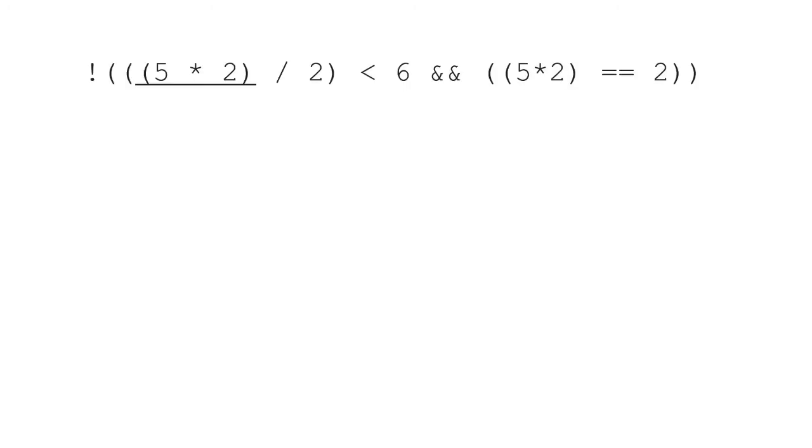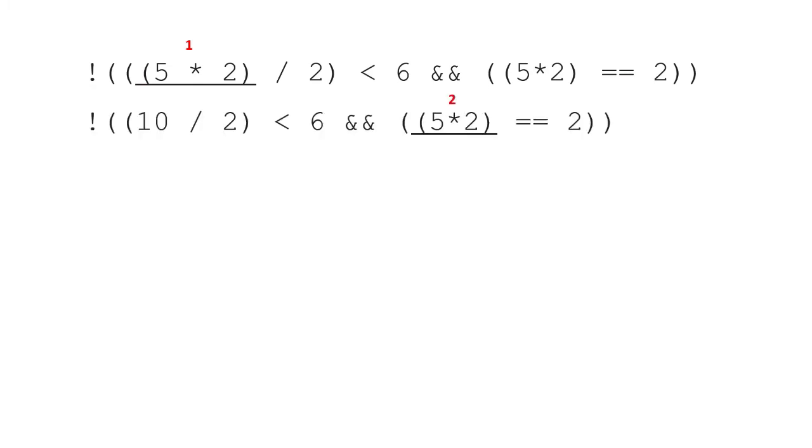Next, let's evaluate the following expression by applying the precedence rule. So nakikita natin sa expression na to, merong mga naka-open and closed parentheses at according sa ating precedence rule, dapat munang maunang evaluate ang mga nasa loob ng open and closed parentheses. So first, na-evaluate natin is yung 5 times 2, which is 10. Then next is the 5 times 2 sa second na part, which is 10 ulit.